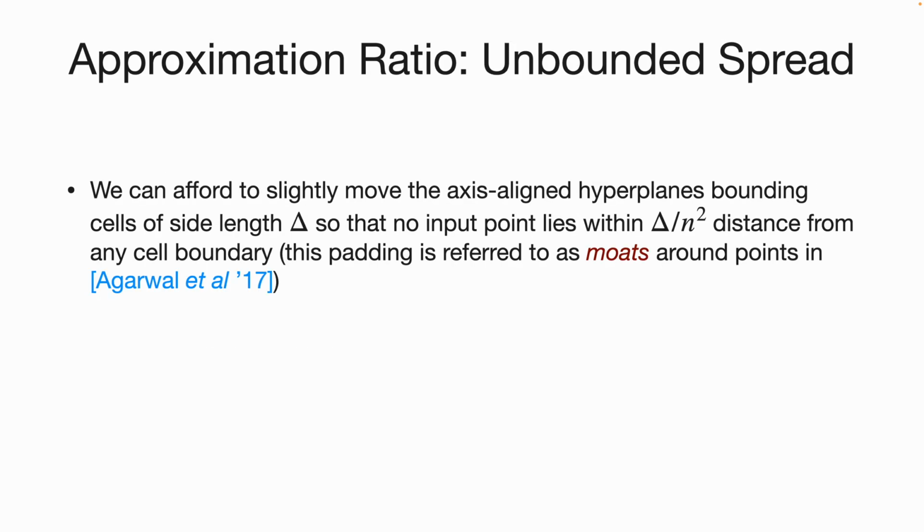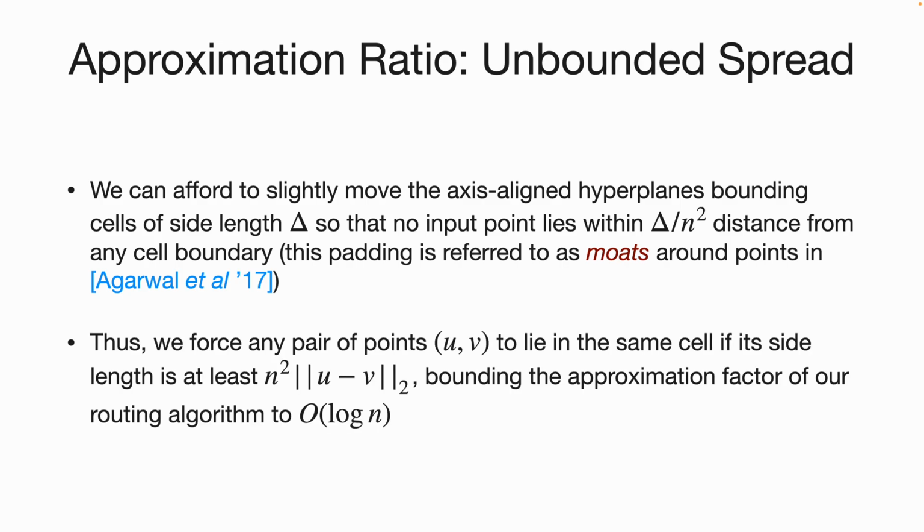In the case of unbounded spread, we can actually afford to slightly move the axis-aligned hyperplanes bounding the cells so that no input point will lie in the forbidden region from any cell boundary. This padding is referred to as moats around the points by Agarwal et al. With this, we are able to force any pair of points u and v to be in the same cell when the cell size is large enough. For example, when the side length of the cell is at least n to the power of 2 times their Euclidean distance. This will bound the approximation ratio of our routing algorithm to O of log n.